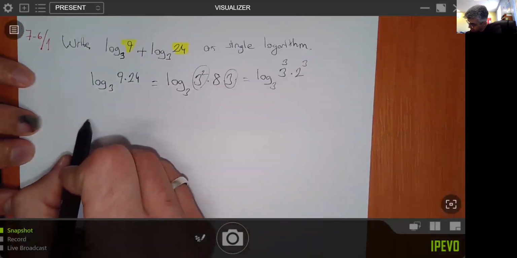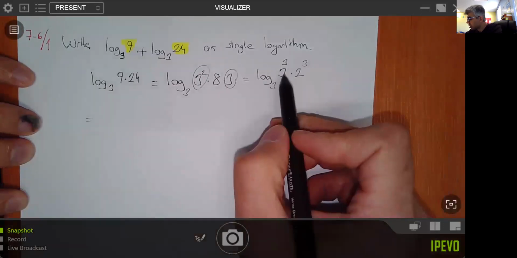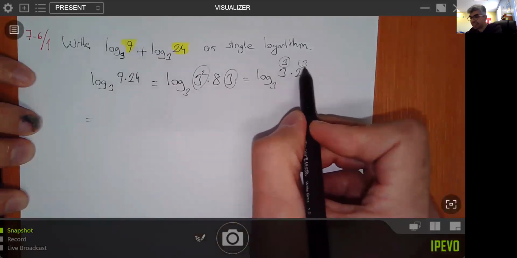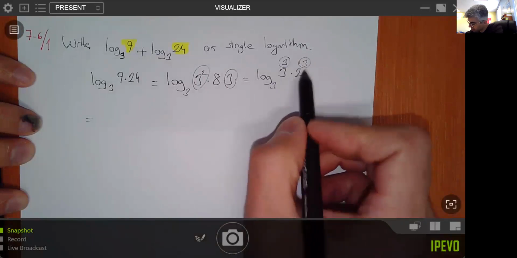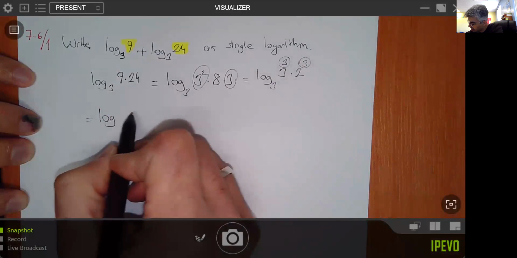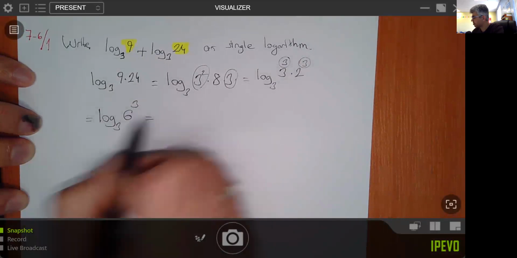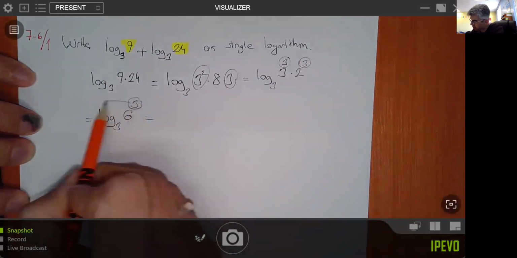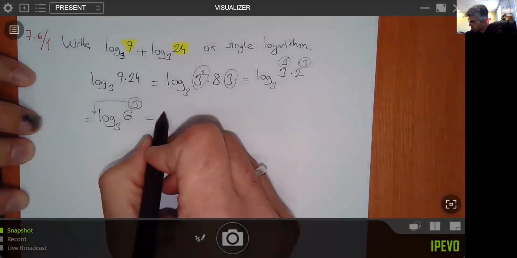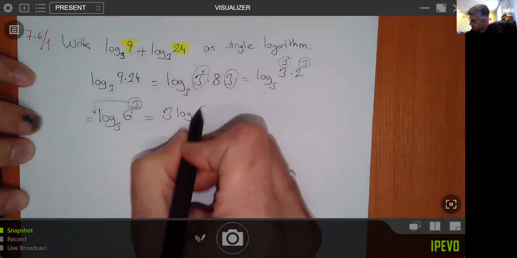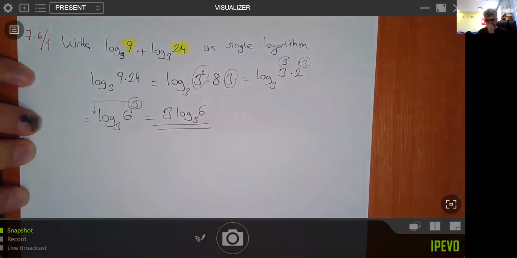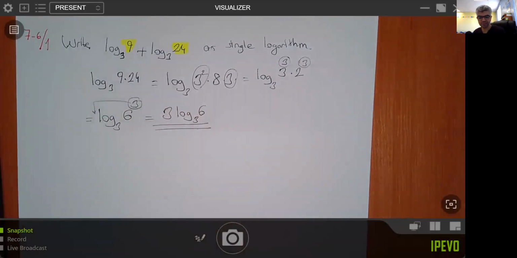I continue. Attention, if the powers are the same, I can multiply the bases. So 2 times 3 is 6 with the power 3, and the base is 3. And now I write this power as a coefficient. It's 3 times logarithm of 6 base 3. Clear? Yeah. All right. So guys, there will be a question like this in the quiz.